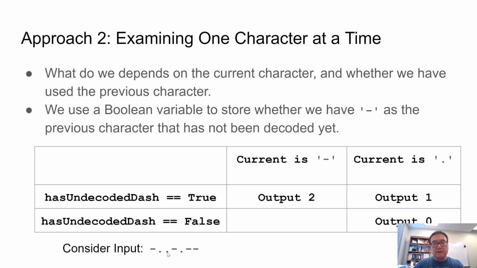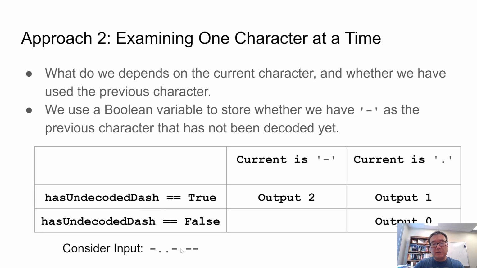So the next dot here should output 0, because at this point has undecoded dash should be false, because we don't have a dash immediately before this that has not been used. So this dot here will output 0. So we have 1 0. And then we still don't have any undecoded dash. Next time when we see this dash, when has undecoded dash is false and we see a dash, we don't output anything. We just set has undecoded dash to true. And then we look at the next one.